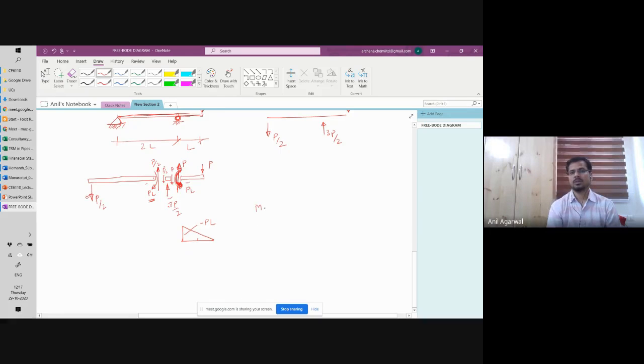So my sign convention is that sagging moment is negative. And another part of the sign convention is that I always draw the bending moment on the tension side.